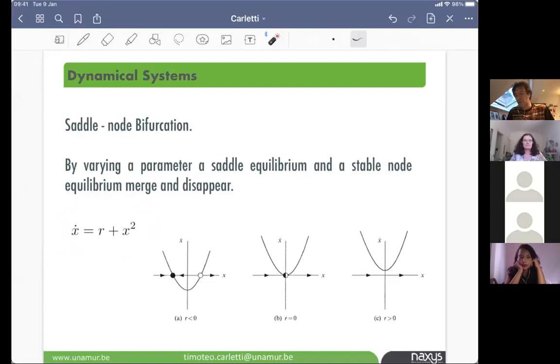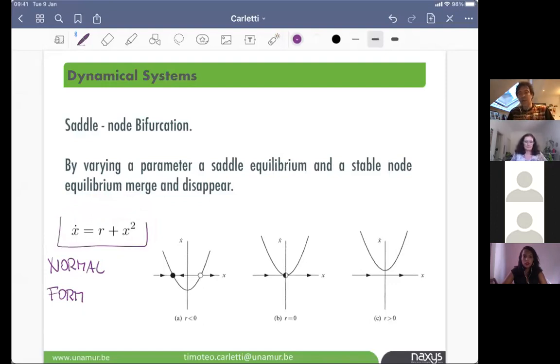And I also write the simplest system that exhibits this kind of bifurcation. This is called a normal form. So this system here is called the normal form. This means that you can have a much more complicated system which has this saddle-node bifurcation, and then you can change variables locally in such a way that the system can always be rewritten in this way. That's what normal form means.